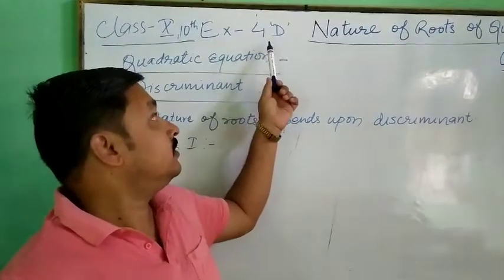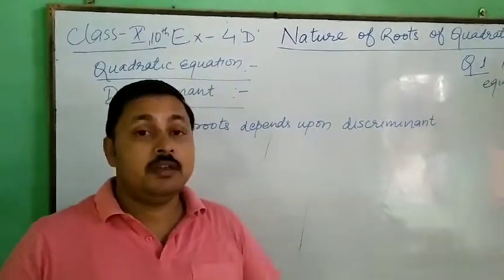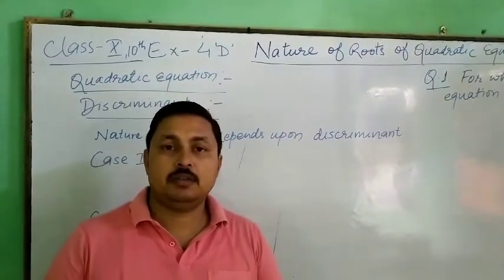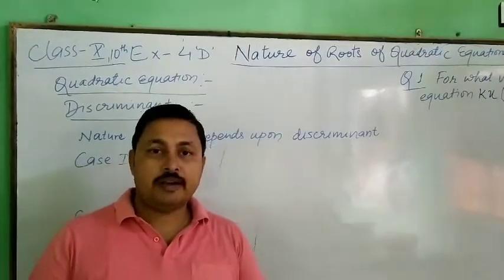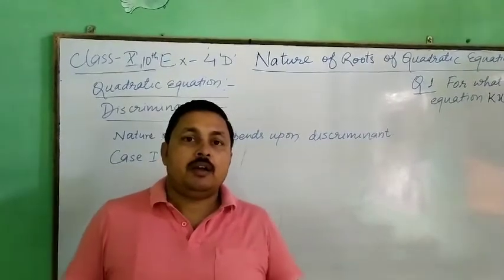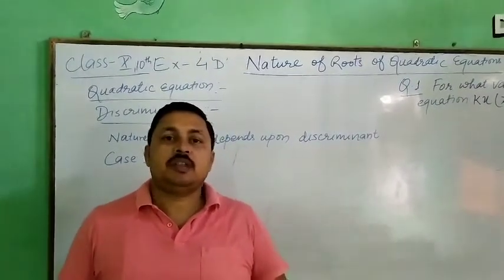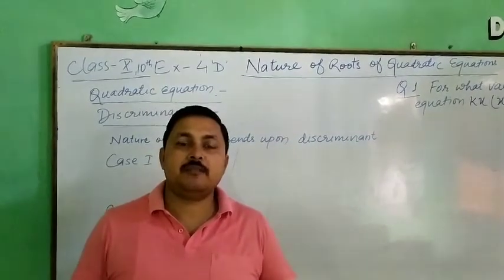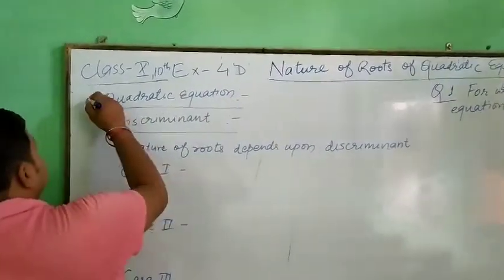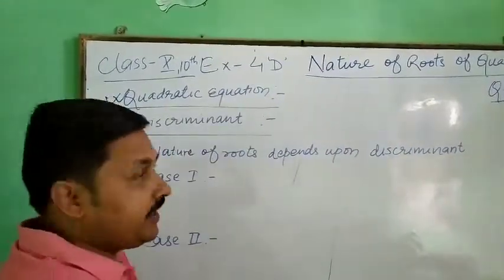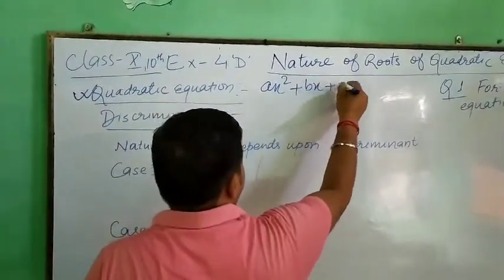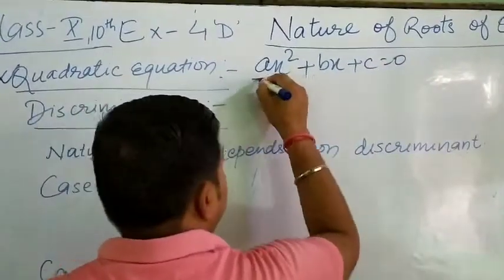Chapter 4, discriminant and nature of roots of a quadratic equation. That means quadratic equations have two roots, alpha and beta, and the nature of roots depends on the discriminant, and the discriminant is b square minus 4ac. So at first, revise the quadratic equation again, that is ax square plus bx plus c equal to 0.